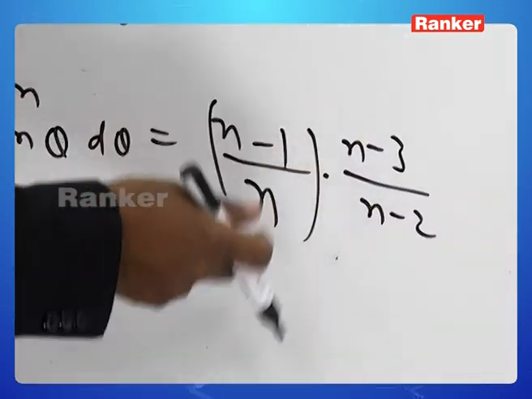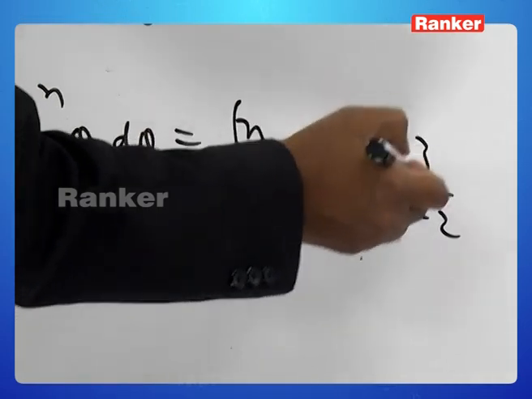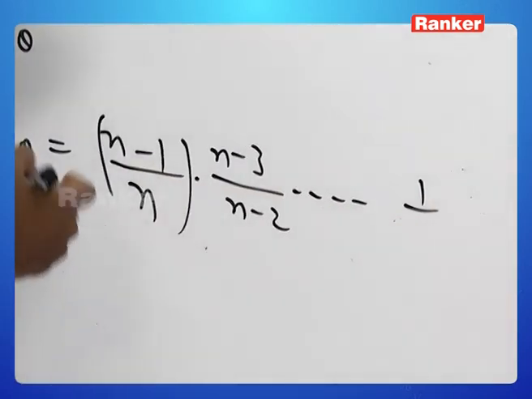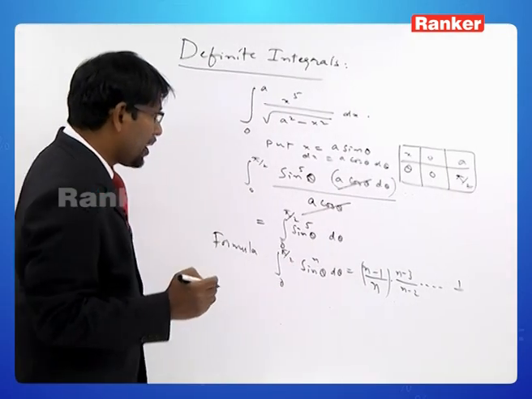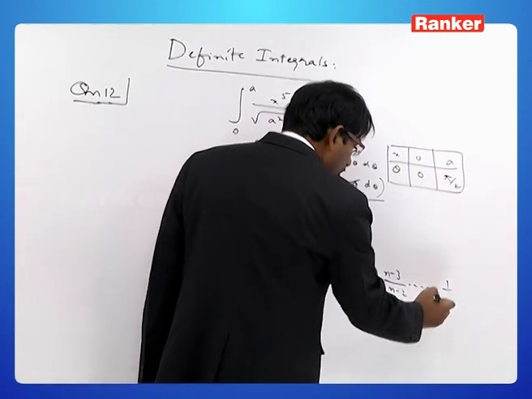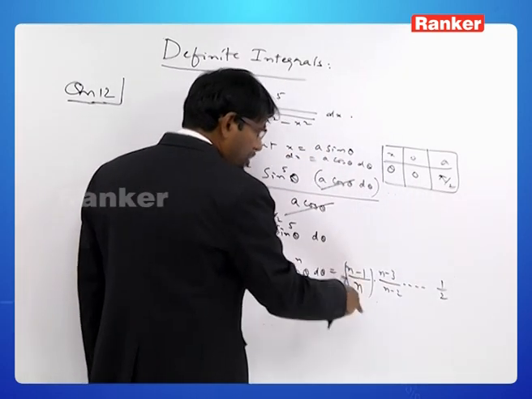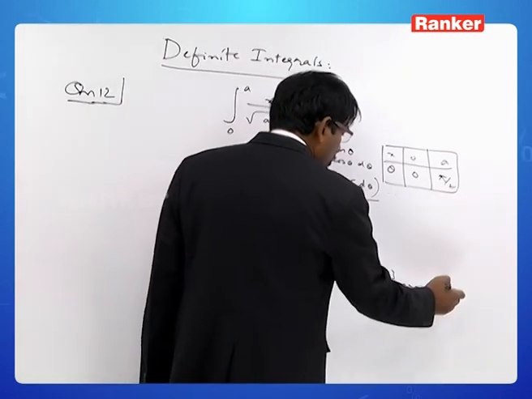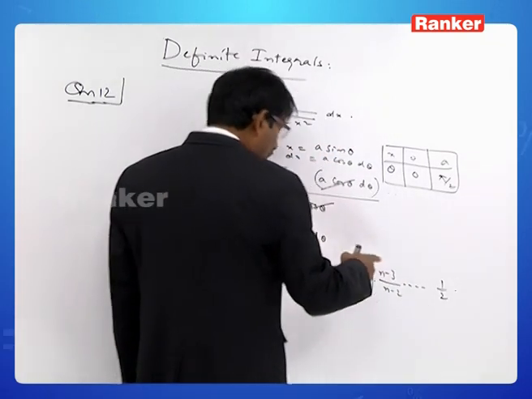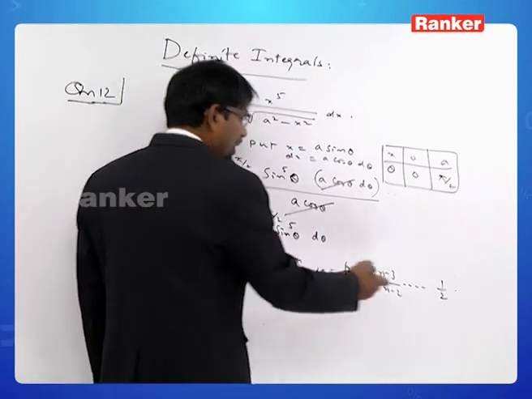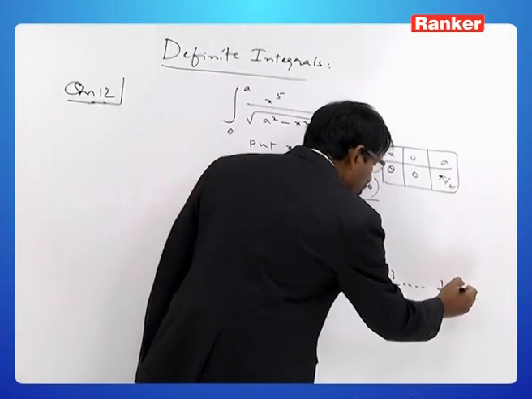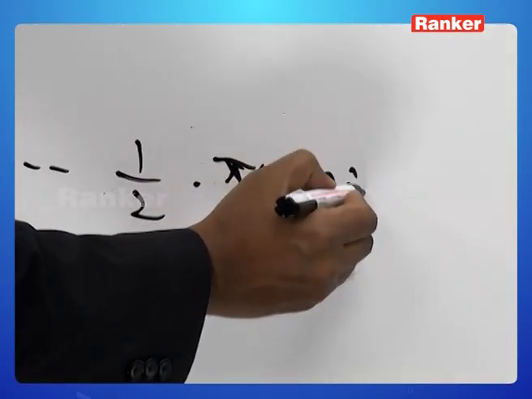Remember the first term, n minus 1 by n. Just keep decrementing the numerator and denominator by 2. Go on like this. What happens is, if n is an even number, n minus 1 will be an odd number, so it ends with an odd number 1. So 1 by 2, and the difference has to be 1. Denominator is 1 more than it, and what you get is the integral of sin theta raised to the power 0, that will be pi by 2. So it ends with 1 by 2 into pi by 2 if n is even.